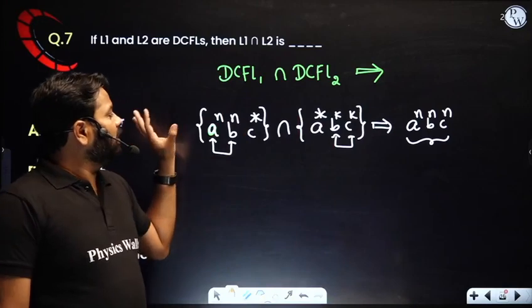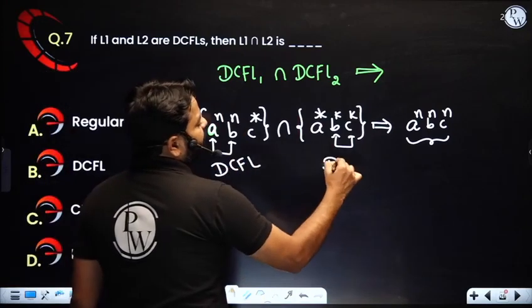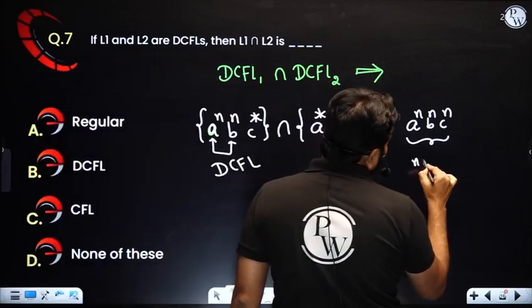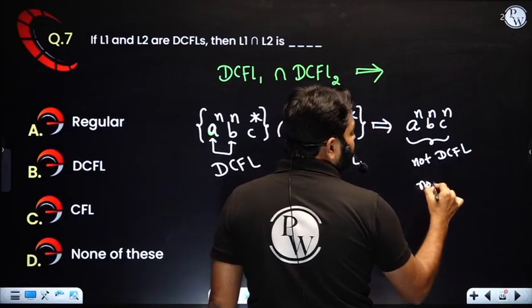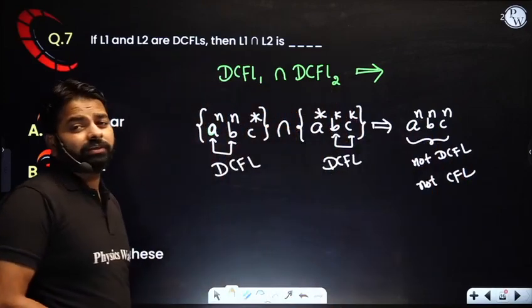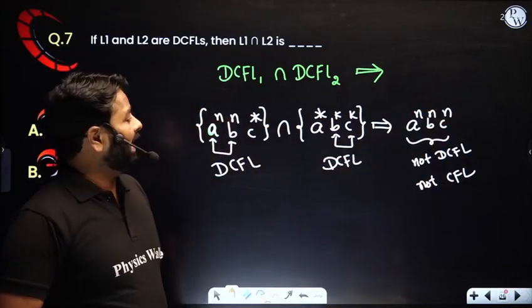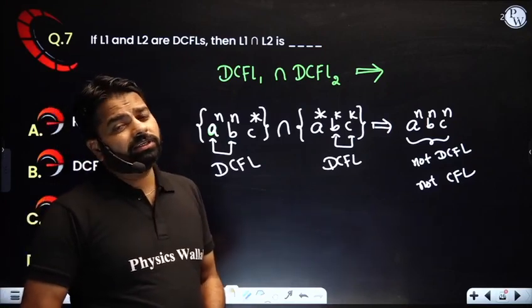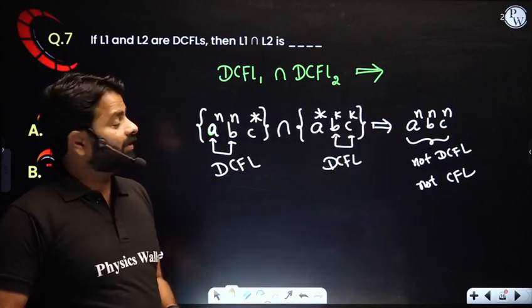Now what did you conclude? This is DCFL1, and this is also a DCFL. But the intersection is not a DCFL. Not only is it not a DCFL, it is also not a context-free language. It is a context-sensitive language, which is outside the context-free language class. So this is a very interesting language. With this, you can conclude that intersection is not closed for DCFLs, because the result goes outside the domain of DCFLs.